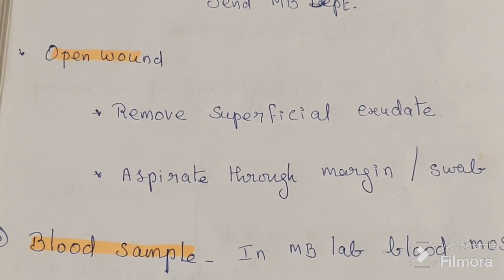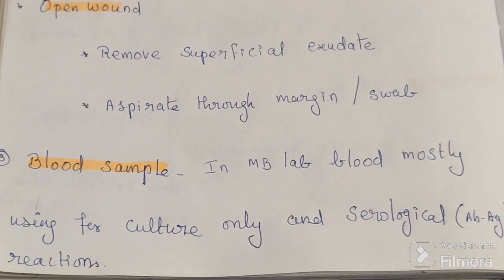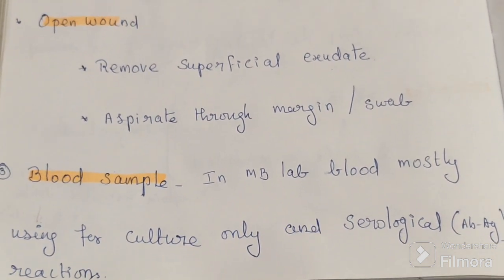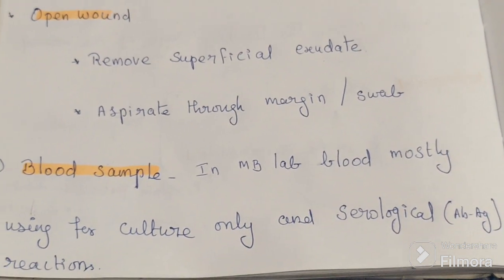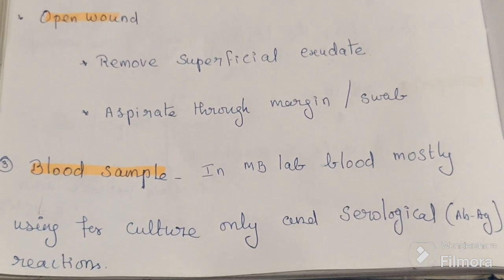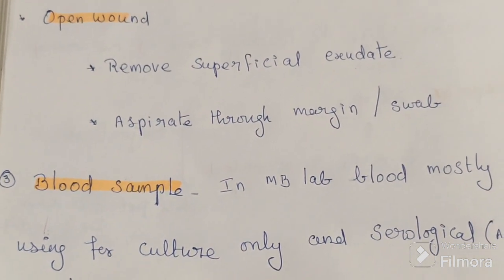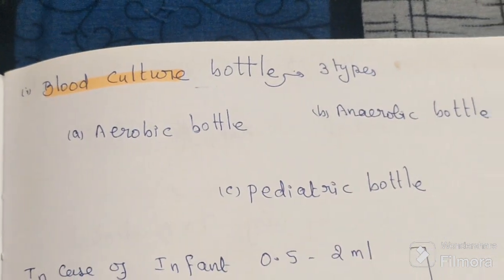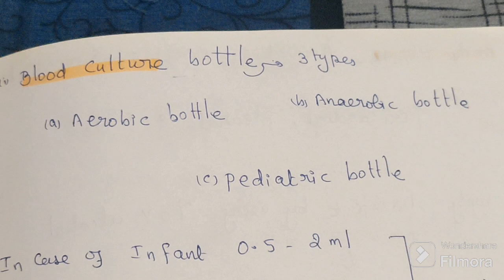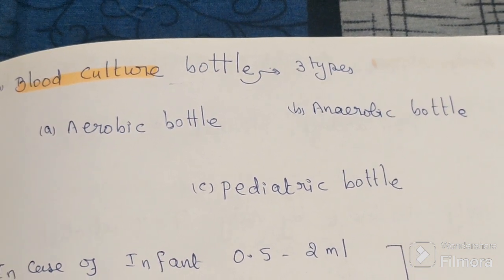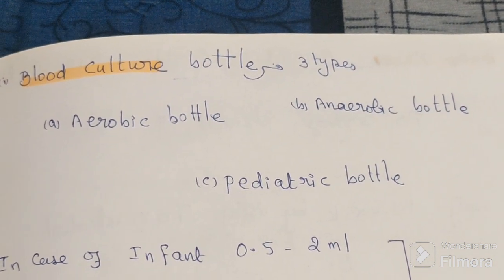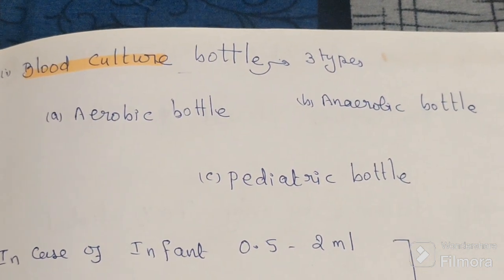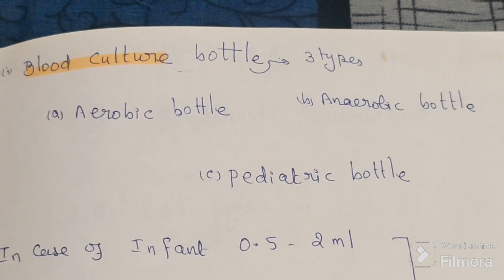Next sample, blood sample. In the microbiology lab, blood is mostly used for culture only. Otherwise, we can use it for serological tests, that is, antigen-antibody reactions. So, blood culturing and serological reactions. Now coming to blood culture, three types of bottles are available: aerobic bottle, anaerobic bottle, and pediatric. Based on the requirement, we can purchase aerobic, anaerobic, and pediatric.